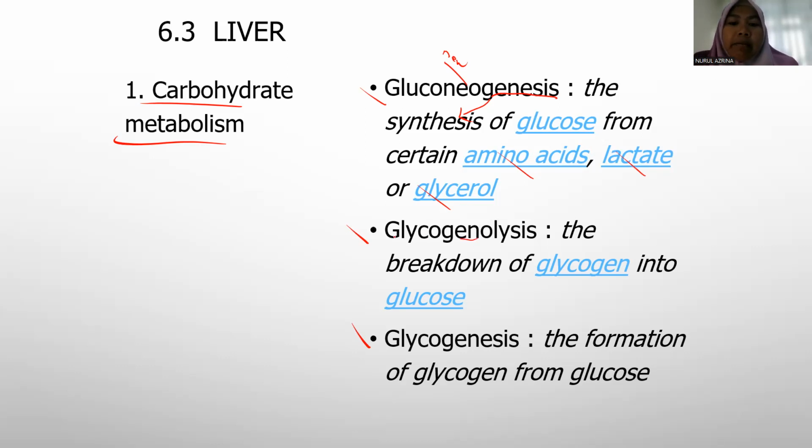Number 2, glycogenolysis, which comes from the words glycogen and lysis. Lysis means breakdown, so glycogenolysis is the breakdown of glycogen into glucose, assisted by glucagon. Next is glycogenesis. Genesis is synthesis or formation, so glycogenesis is the formation of glycogen from glucose, assisted by insulin. That's number one: the liver helps in the metabolism of carbohydrate.